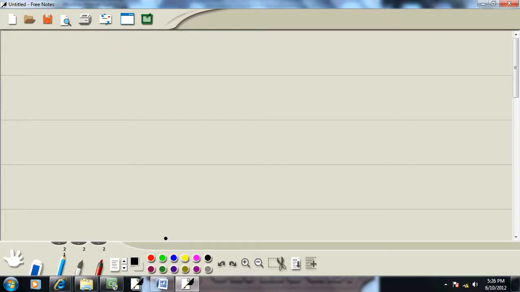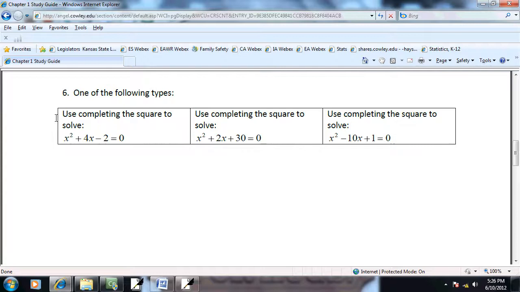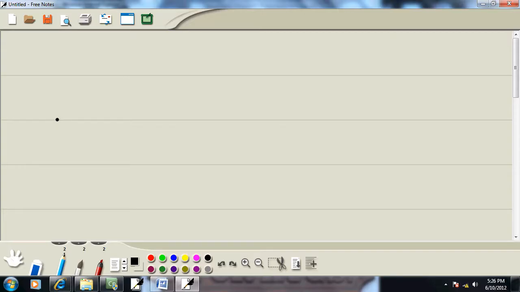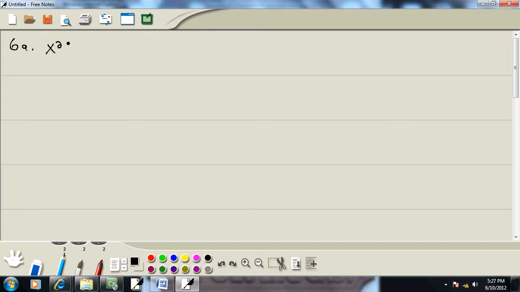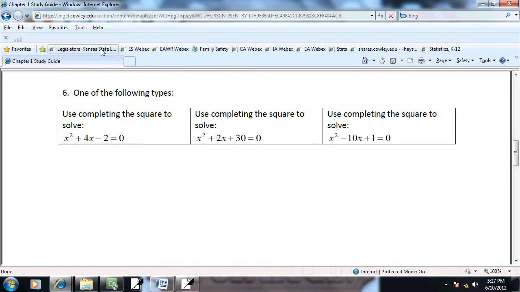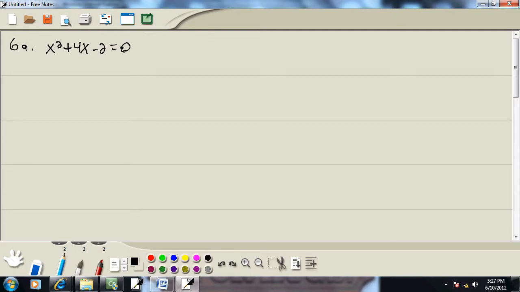So let's look at our first one here, 6a. We've got x squared plus 4x minus 2 equal to 0. First step, divide everything by the number in front of the x squared. There's no number in front of the x squared. Second step, take the constant term to the right side. So I'll take -2 over there. Take anything across the equals, the sign changes, so my -2 becomes a +2.